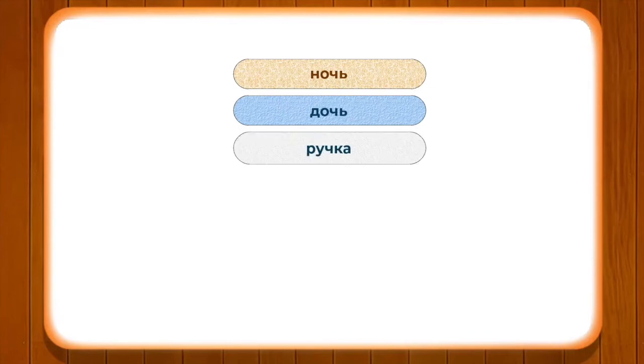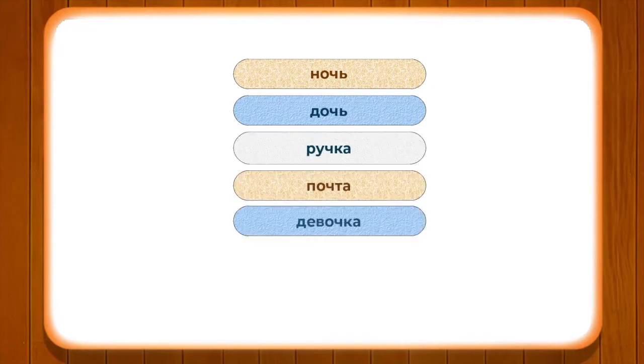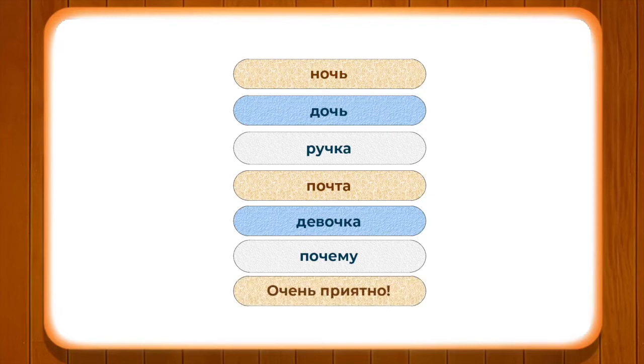Likewise, we have more examples, like ночь, дочь, ручка, почта, девочка. And then we have почему, which is very often used, because every question will start with почему, which means why. Then we have the expression очень приятно. If you remember, in the previous module we discussed очень приятно познакомиться. So it is very nice, pleasant to meet you. You can also make your own sentences.